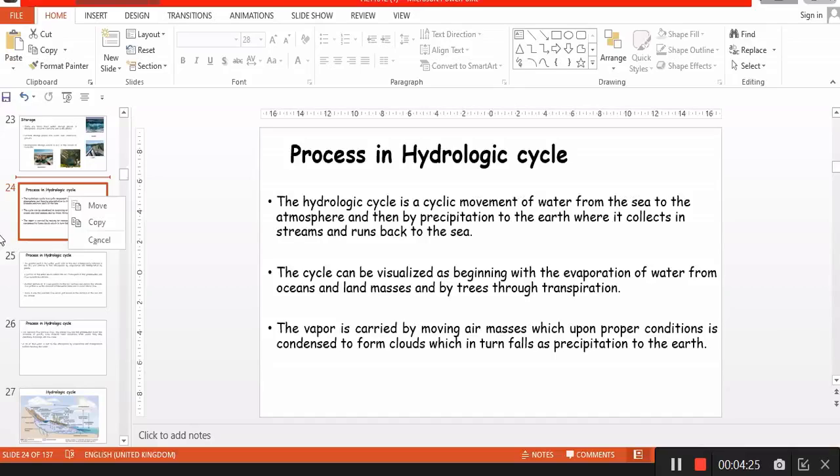The vapor is carried by moving air masses, which upon proper conditions is condensed to form clouds, which in turn fall as precipitation to the earth. I have told you there are different processes. We have already discussed the formation of precipitation. We form clouds because of certain thermodynamic processes, and raindrops develop. Then of course this will reach the earth's surface. This is the basic concept behind the hydrologic cycle.